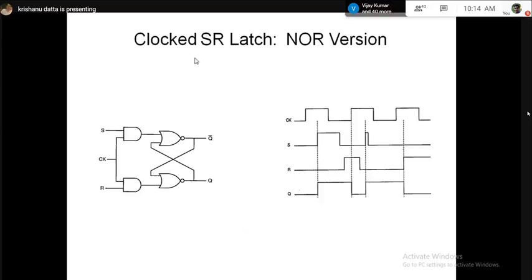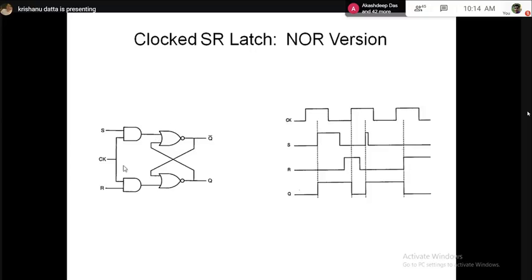Clocked SR latch means you added another two input AND gate. So the idea is that one input of the AND gate is clock, the other input is S for the upper AND gate. For the lower AND gate, one input is clock, the other input is R. So as it is very obvious in the circuit, when clock equal to 1, then this S goes to the output, right? And the same way, this R goes to the output. This means now this whole circuit can act like a regular SR latch.